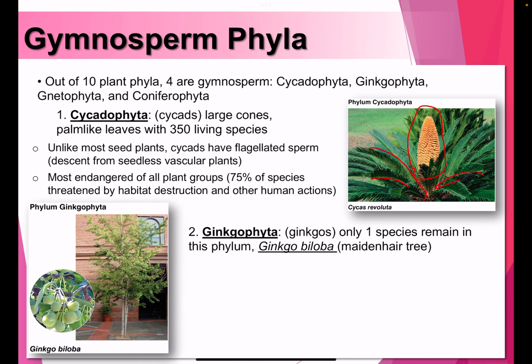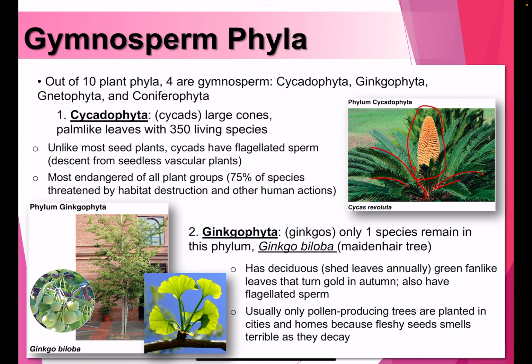The second phylum of gymnosperms is the Ginkgophyta, which is commonly called ginkgos. And sadly, only one species of these remains in this phylum. This particular species is called Ginkgo biloba, which is also commonly called maidenhair tree. And this is actually one of my favorite trees, and I actually have one of these in my backyard.